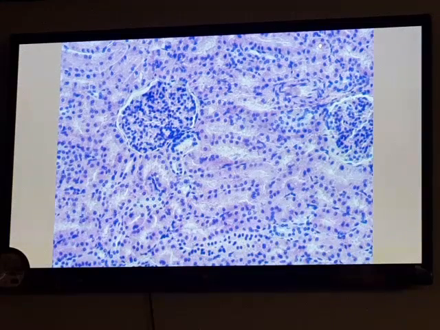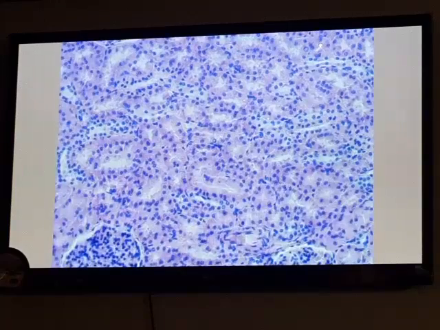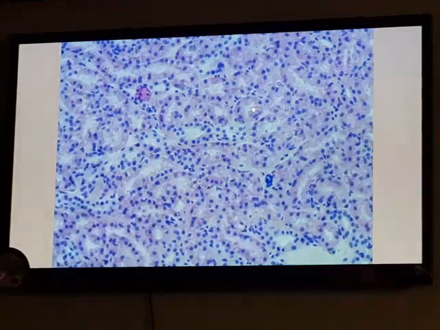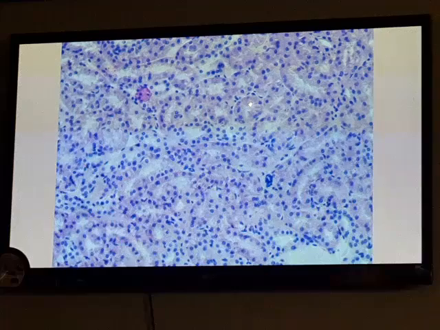In a cross section, the proximal convoluted tubule appears to have 3 to 5 cells. In addition, we can see the cytoplasm of each cell is acidophilic. This is the proximal convoluted tubule.